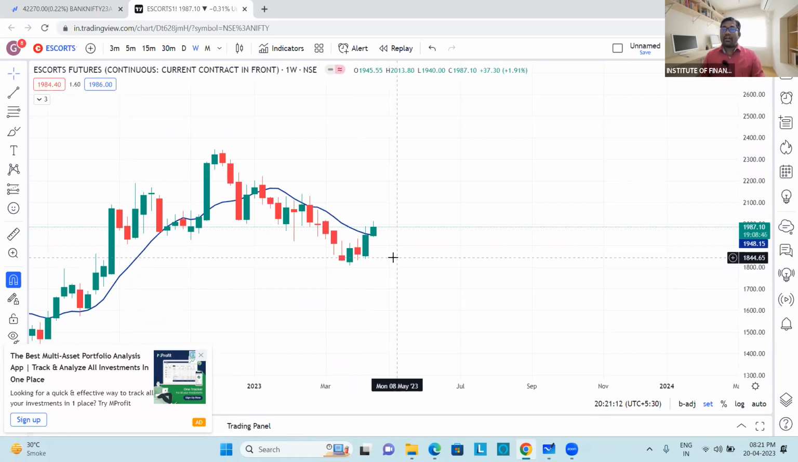Don't take long positions based on weekly breakouts. Sagar ji, you can sell the option based on weekly breakout. Never take naked option based on weekly breakout.